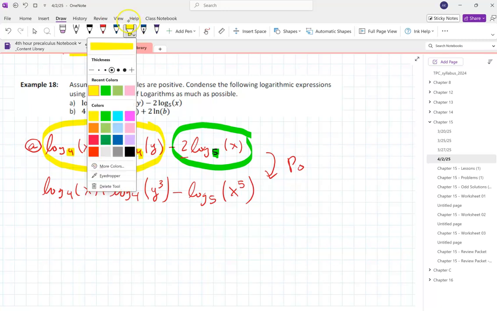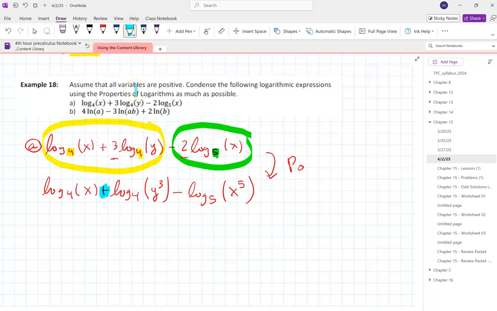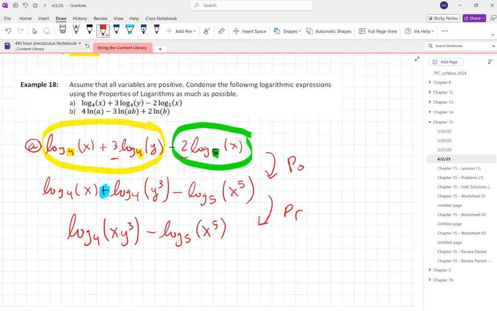Next, I'm going to look for the product property. Again, I'm going to be looking for an addition sign in between the logs, which I have here. And then to do my quotient property, I'd be looking for the division, or the subtraction, but my log bases are not the same, so I can't do a quotient. I'm just done here. Is everybody okay there?